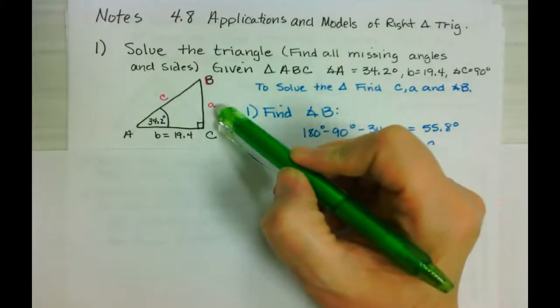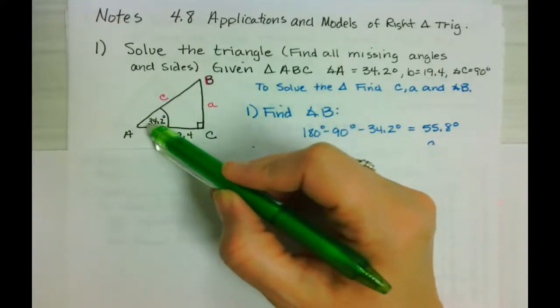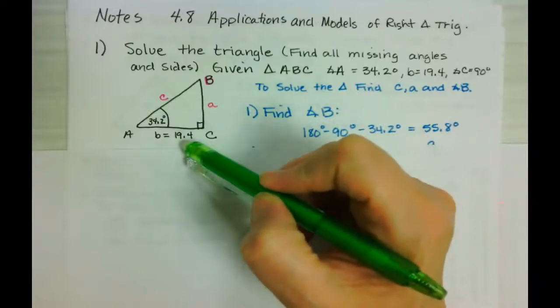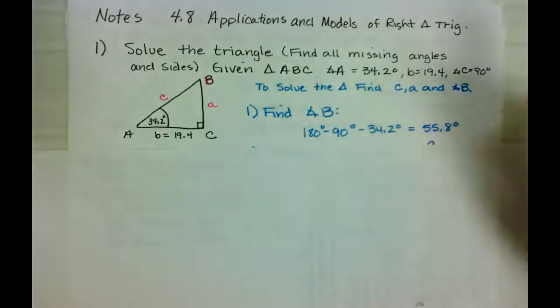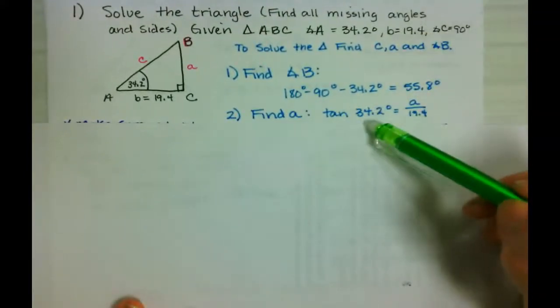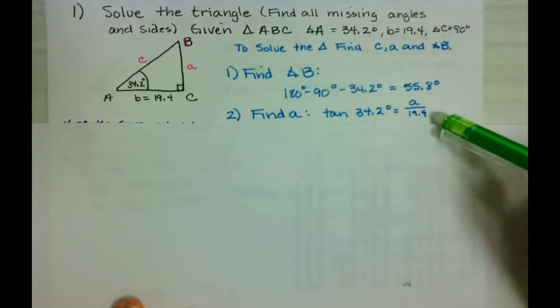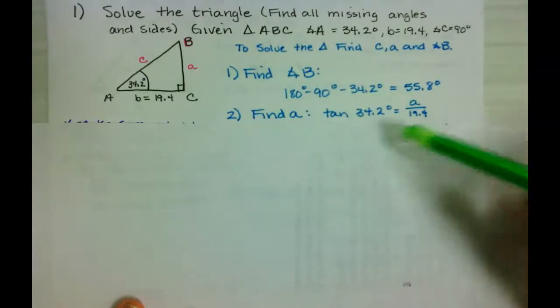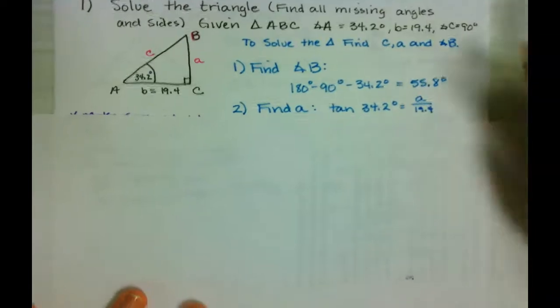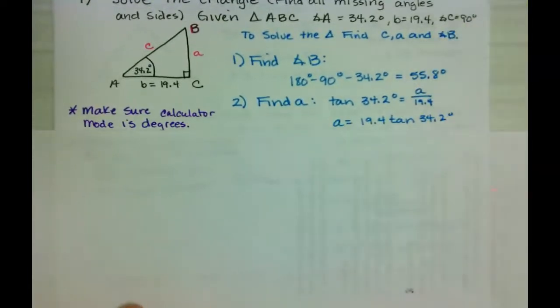So to find side A, I'm going to use this angle, and this angle has an opposite side for A and an adjacent side for B. So I want to figure out which trig ratio uses opposite and adjacent, and that happens to be tangent. So then I set up my tangent of 34.2 degrees, and it's A over 19.4. I expect to see this statement in your work, and I expect to see the statement where you have isolated A before you go to your calculator. So those two things should be part of your work. I am looking for that as your supporting documentation when you're working these problems.